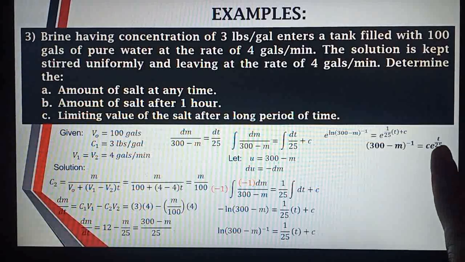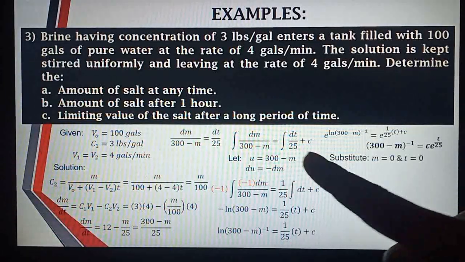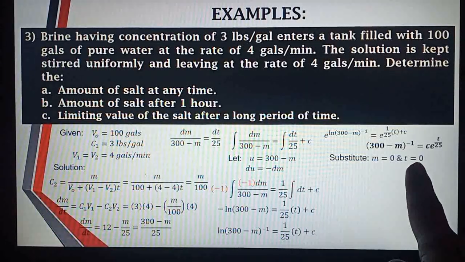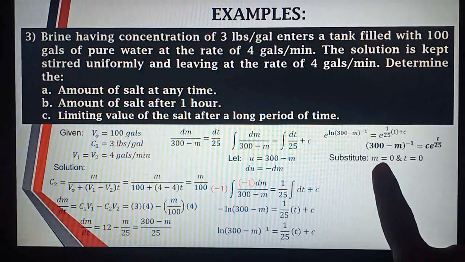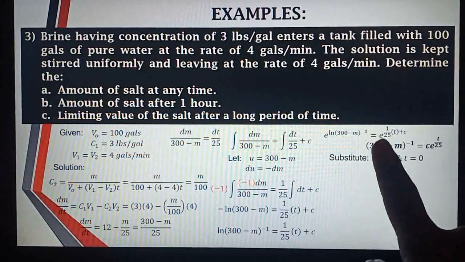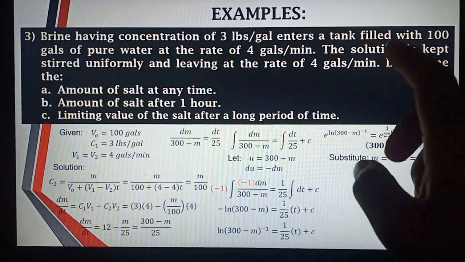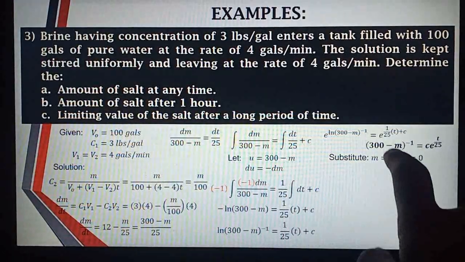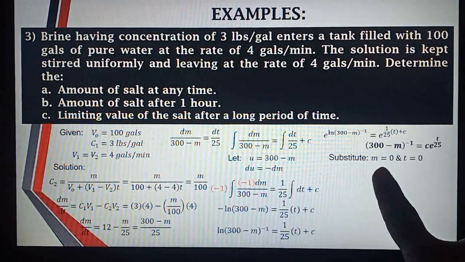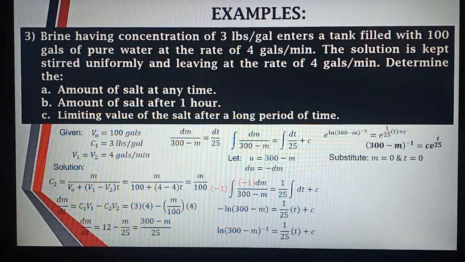Now all we have to do is to find the value of c. Now we have to substitute that at initial time, the value of our m is 0. Kasi nga, at initial time, you have pure water at the tank. So the mass inside the tank is 0 at our initial time.